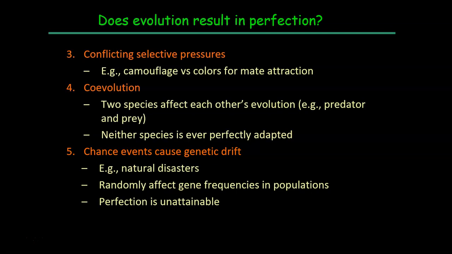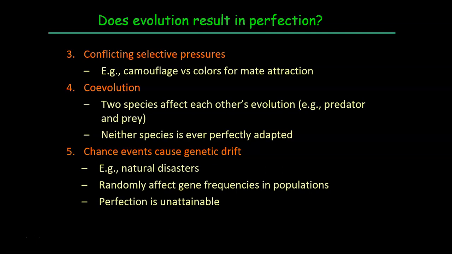Coevolution. Coevolution is when two species affect each other's evolution. Think about predators and prey, and over time evolving defenses and counter defenses and so forth that wind up continually behind the curve and keeping up with their prey or keeping up with their predator, whichever one you're talking about there. So neither species is ever perfectly adapted.